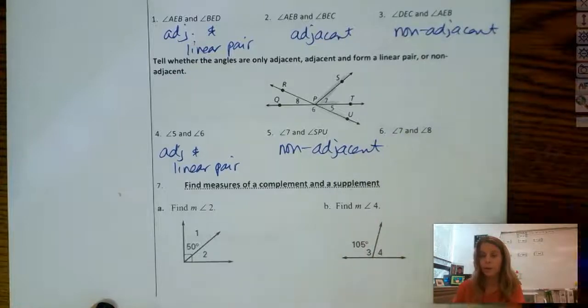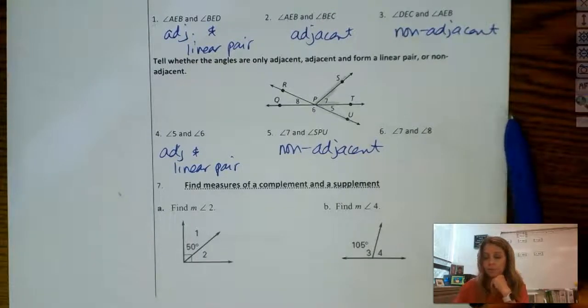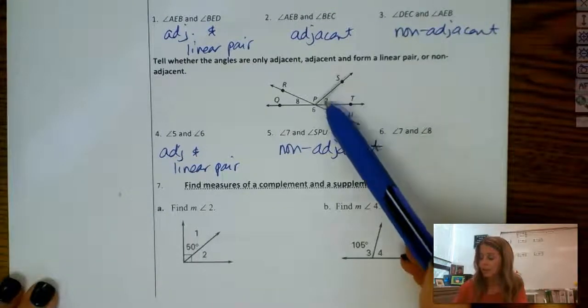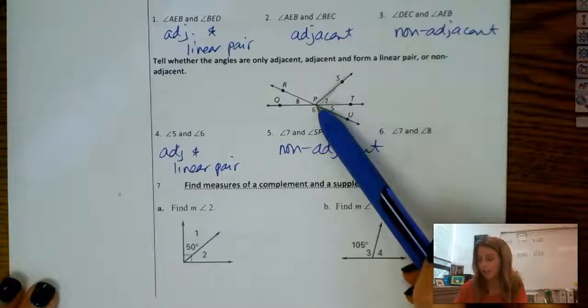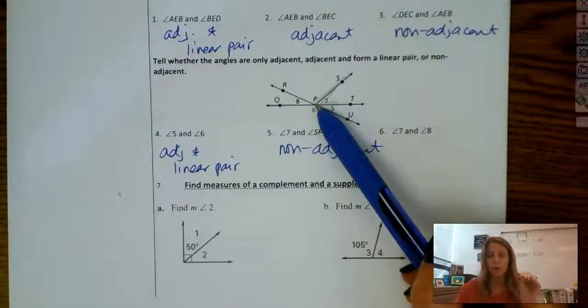Non-adjacent. So if you're struggling with the word adjacent, you might jot down some characteristics or the definition over in the margin. Adjacent angles share a vertex. They have a common side, but one cannot be in the interior of the other.